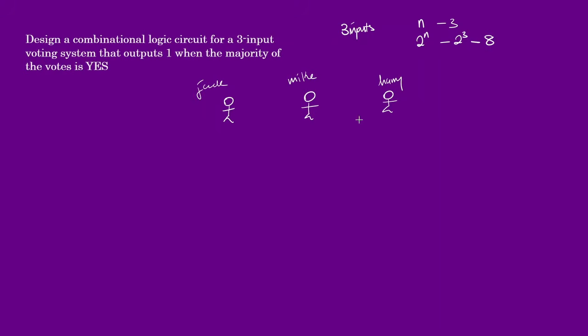So there are 8 ways this can go, which is why we did this calculation. We can have nothing for all of them. Let me do 4 zeros, 4 ones, 2 zeros, 2 ones, 1 0 1 0 1 0 1. What I've just drawn covers every single case that can happen if Jack, Mike, and Harry decide to make a vote.